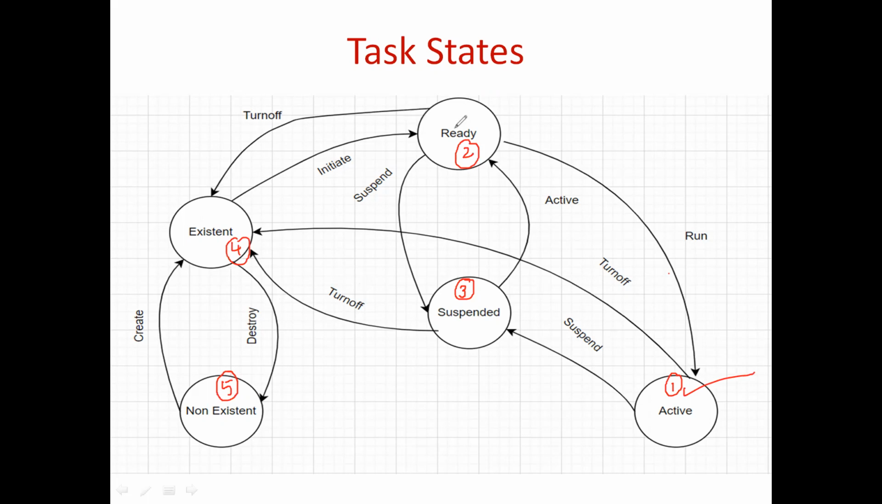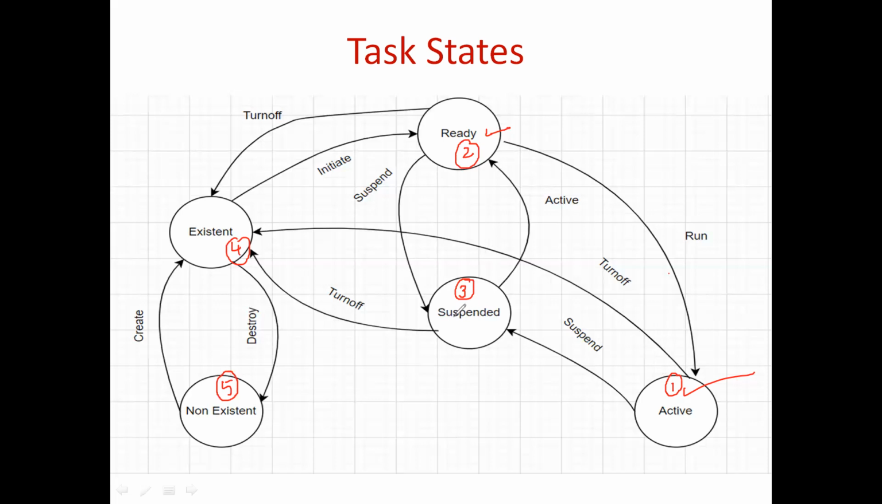Coming to the ready state. The ready state is the next highest task, which will be serviced immediately after the active state. That means the CPU will be allocated next to the task which is in the ready state. Whatever attributes or resources are required should be ready in order to run this task. It is a task which will be serviced immediately after the task which is under progress.